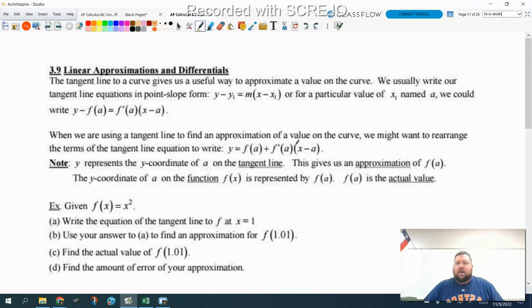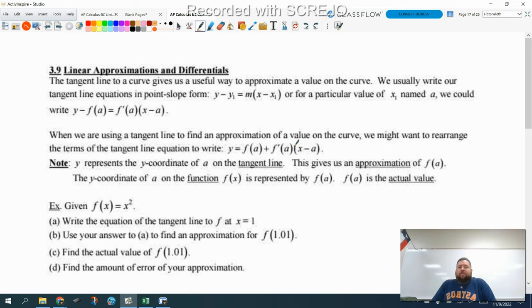All right, this is going to be our lesson over linear approximations. That's going to be our main focus because that is an AP test topic that we will need to know how to do. Then we're also going to talk a little bit about differentials, just another way to do an approximation because it has some interesting properties and allows us to practice derivatives a little more.